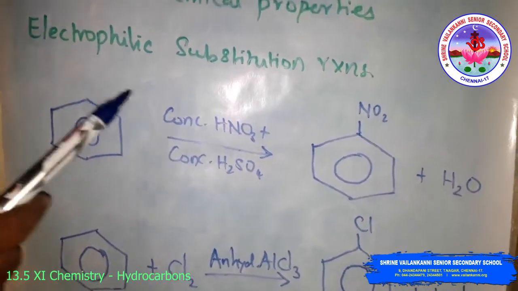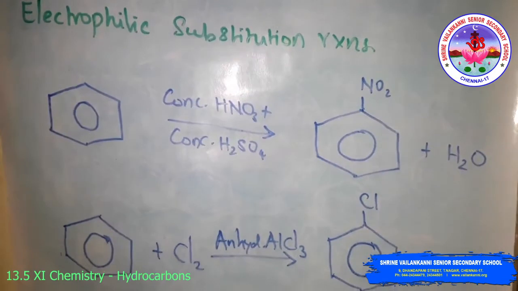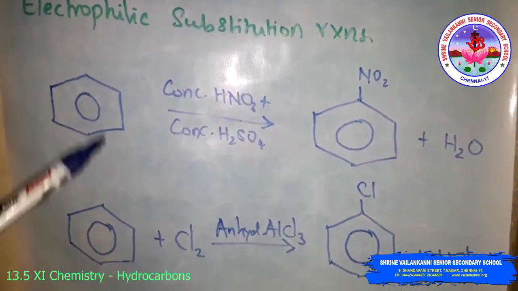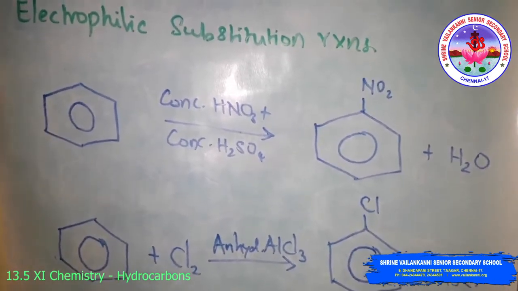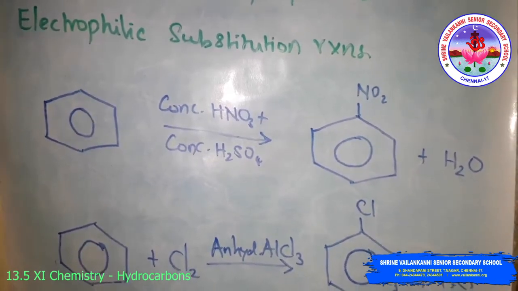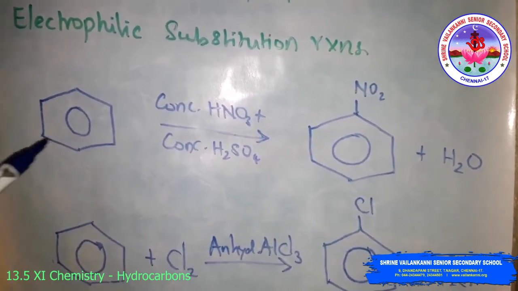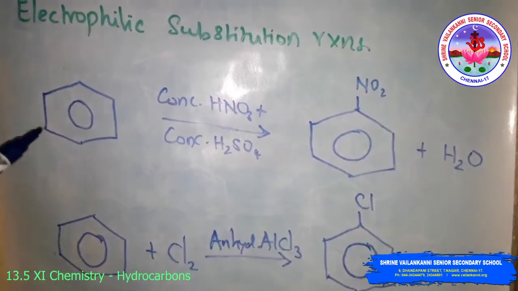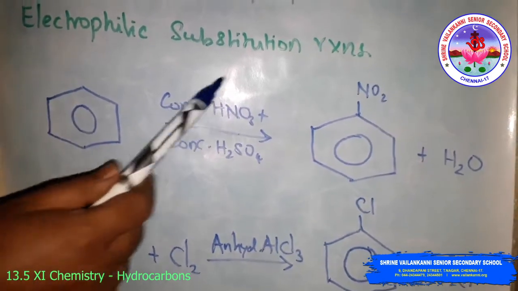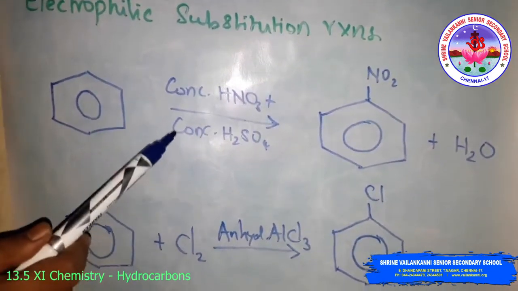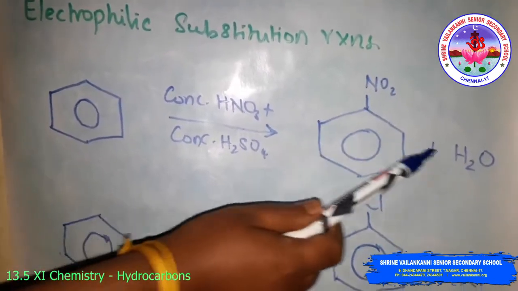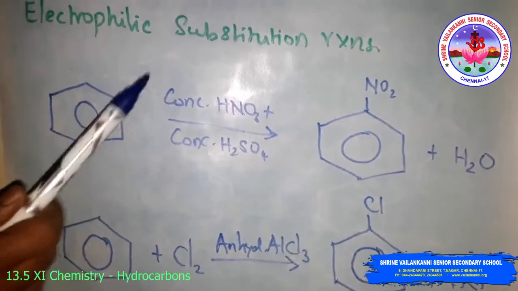Then the electrophilic substitution reactions. The common electrophilic substitution reactions of arenes are nitration, halogenation, sulfonation, Friedel-Crafts alkylation, and acylation reactions, in which the attacking reagents are called electrophiles. First we will see the nitration reaction. When benzene is treated with concentrated nitric acid and concentrated sulfuric acid, it will give nitrobenzene and water. So this process is called nitration.